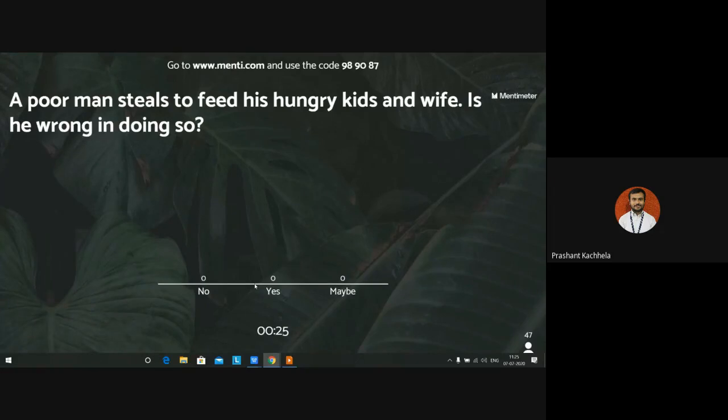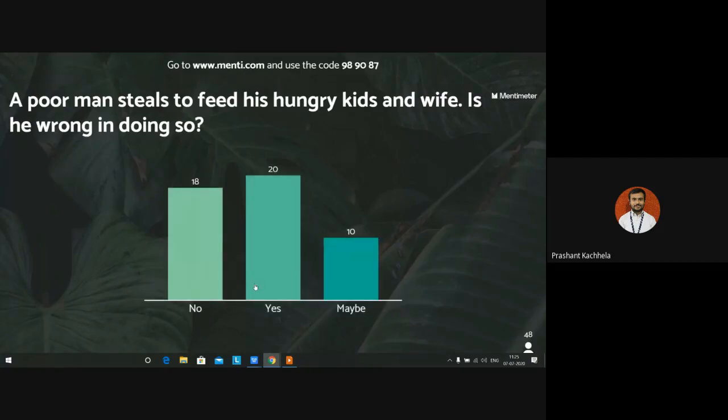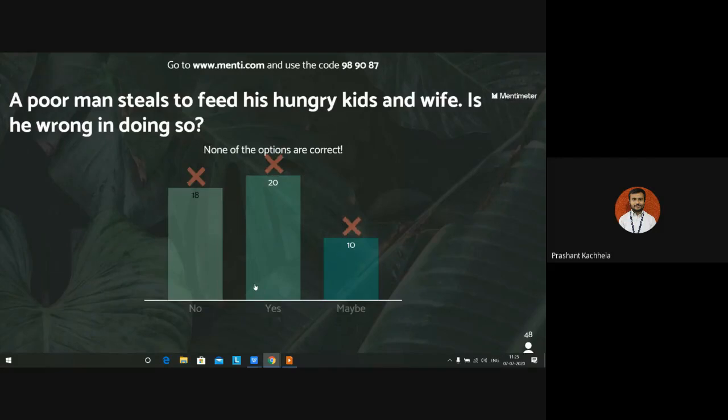Last 25 seconds. Record your reply quickly. Otherwise, it will stop accepting your reply after 10 seconds. 3, 2, 1, and let's see the response. This is the result. But as you can see, there is no wrong option.